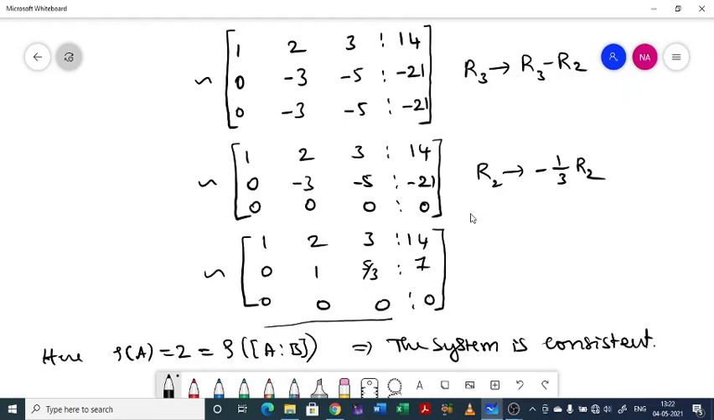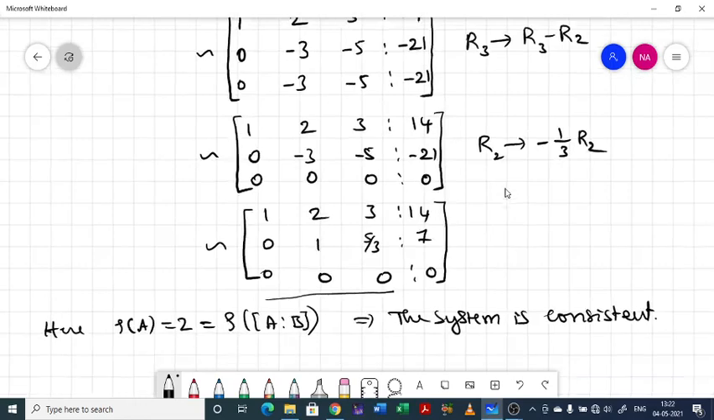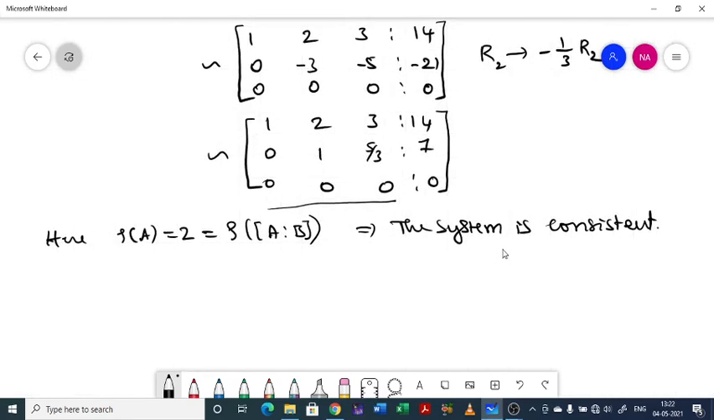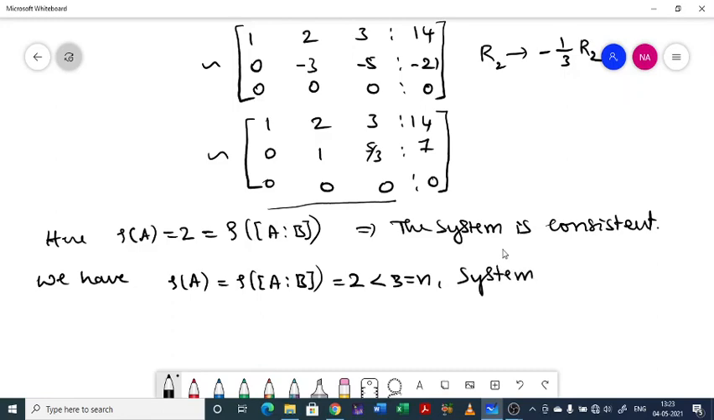So if it is consistent, then it should have a solution, right? How many solutions it has can be verified by comparing these values with n. We have rank of A equal to rank of A colon B, that is equal to 2, which is less than 3, that is n. So n is 3 here, the number of unknowns. So the system has infinite solutions. Since the rank is less than n, it should have infinite solutions.